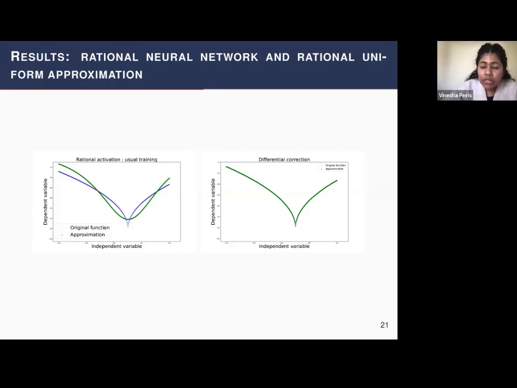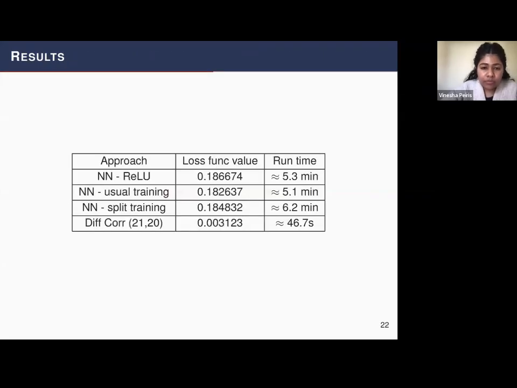And when you have those degrees, the output function will actually look like a rational function whose numerator has degree 21 and whose denominator has degree 20. So we were trying to use the same degrees for our approximations when we do direct rational approximations. So again, the degrees for the differential correction method were 21 and 20.